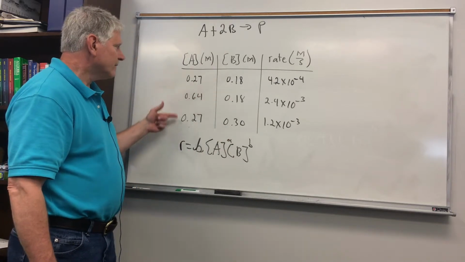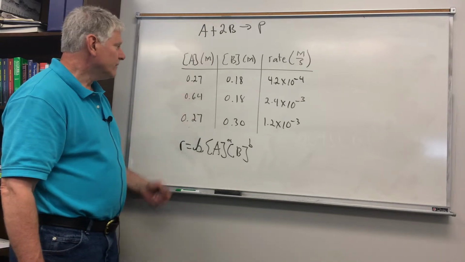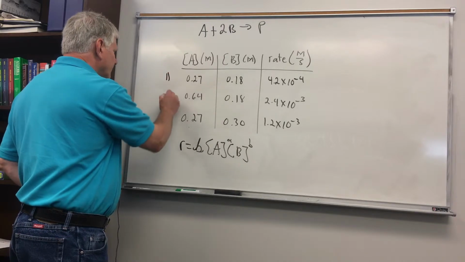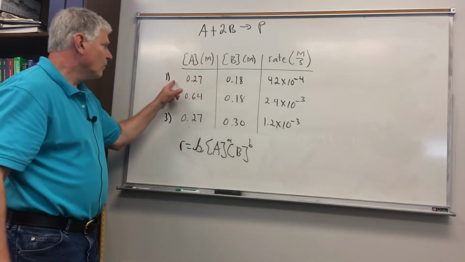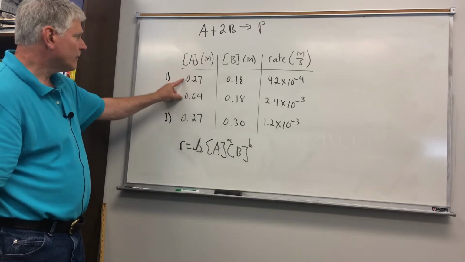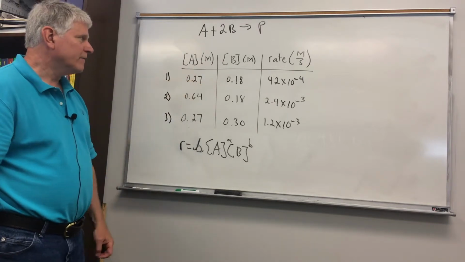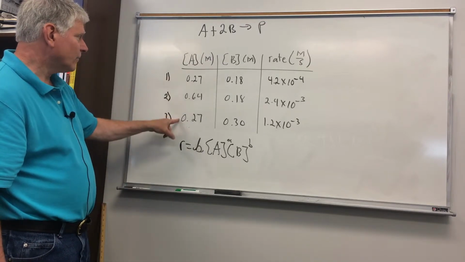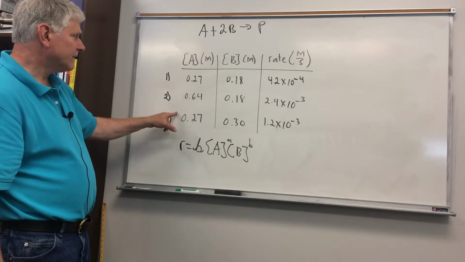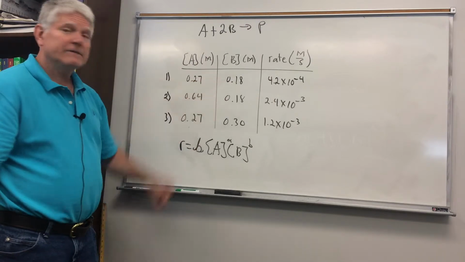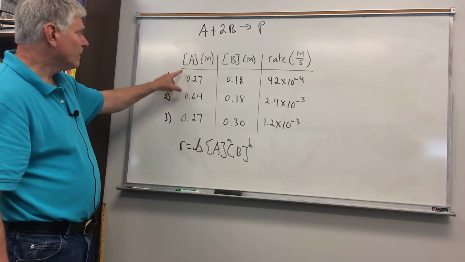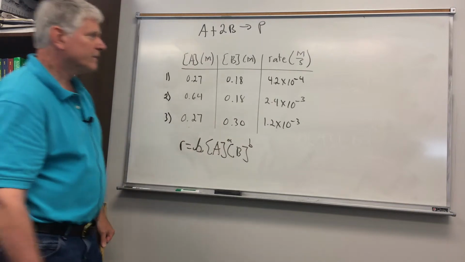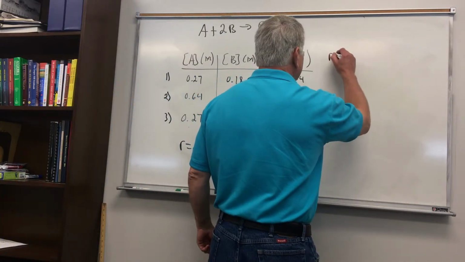We have 3 sets of data, and you can see in experiment 1 and 2, the concentration of A changes, but the concentration of B stays the same. And then between experiments 1 and 3, the concentration of A stays the same, but the concentration of B changes. So we use 1 and 2 and 1 and 3 to determine what little a and little b are. So let's see how we do this.